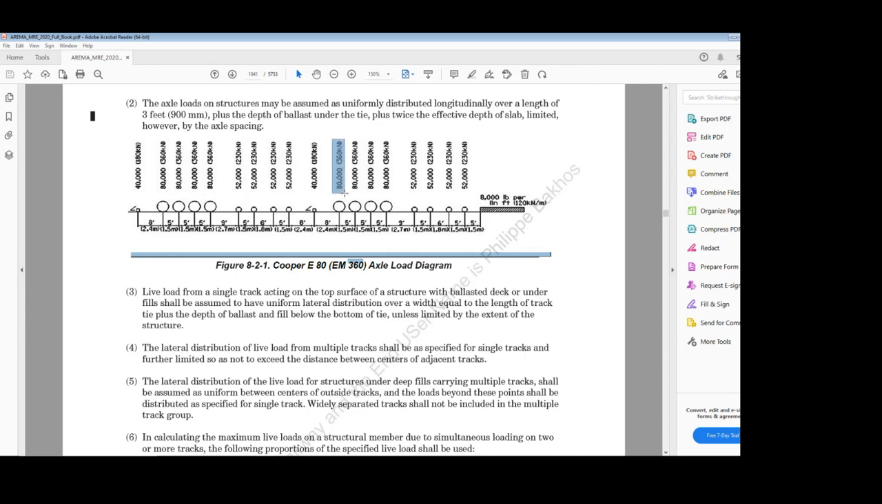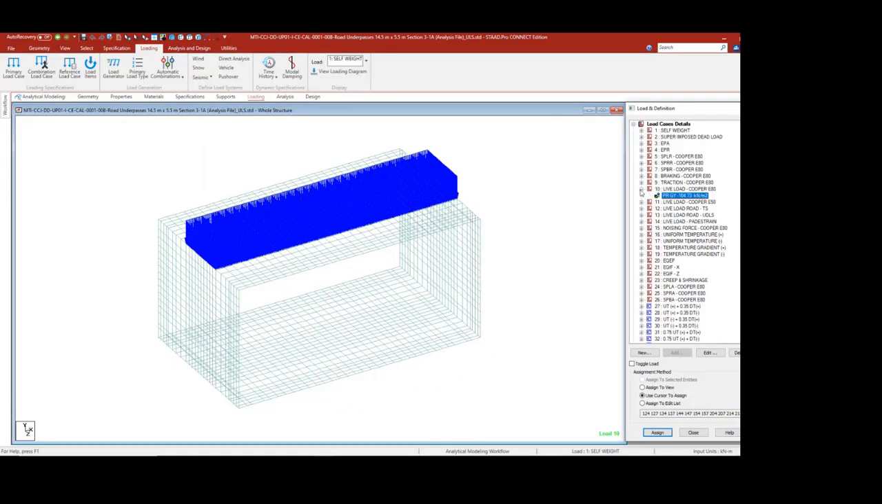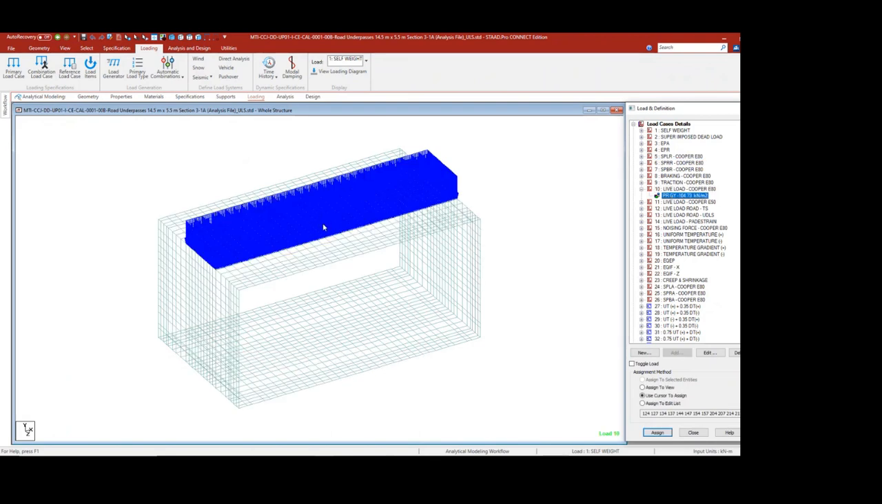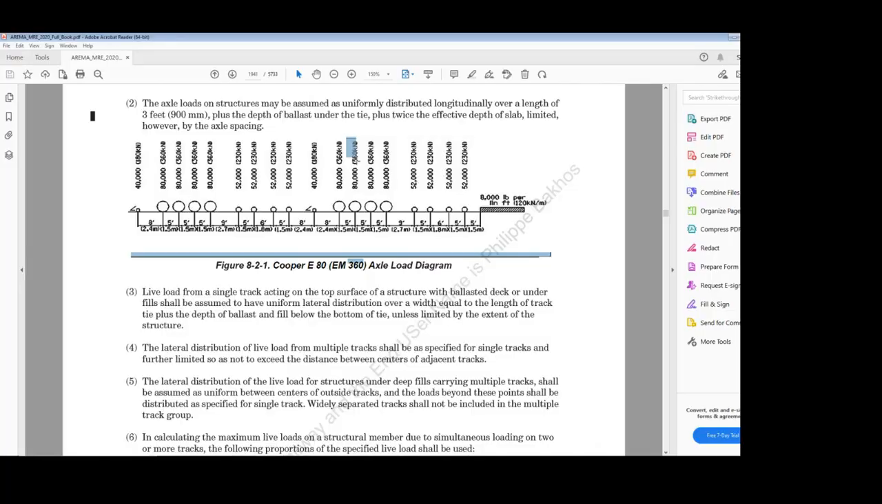Now let's understand how we have applied it. This is the basic model of an underpass that we have submitted in Lot 5, and in this the live load is given as pressure load. Basically this is a structure having fill depth. So for that, what we have to do is convert this axle load into pressure load.